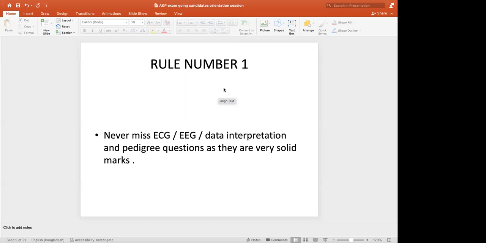Same question, same syllabus means, suppose ECG. ECG will come in paper 1 and also ECG will come in paper 2. Suppose X-ray. X-ray will come in paper 1 and paper 2. Ethics, pharma, palliative, statistics will come in paper 1 and paper 2. You got my point? So this is rule number 1.